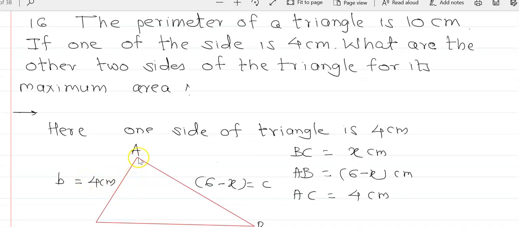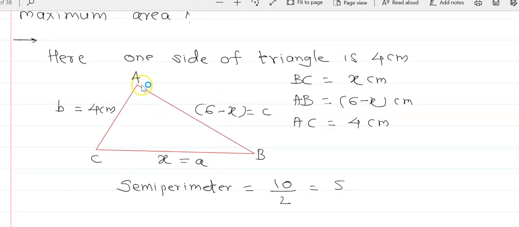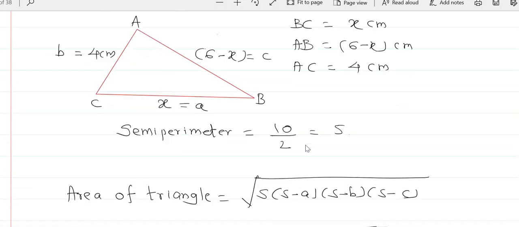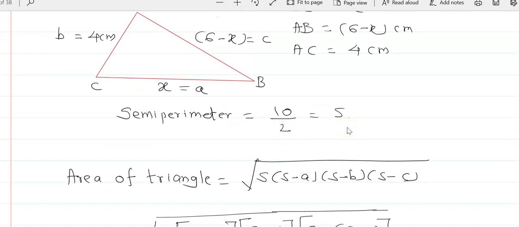It's one of the sides. If we consider this is the triangle ABC, AC is equal to 4 centimeter. 10 minus 4 is equal to 6. And if we consider one side, BC is equal to X, then AB is 6 minus X. BC is equal to X, AB is equal to 6 minus X, AC is equal to 4 centimeter. What about its semi-perimeter? Semi-perimeter is equal to 10 upon 2, that is equal to 5.